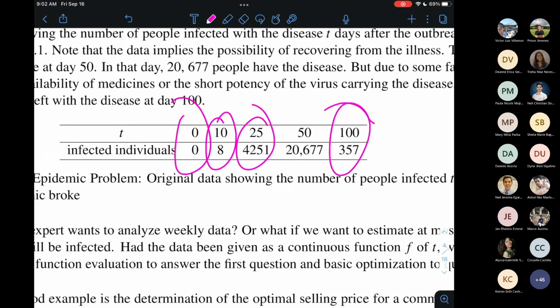Halimbawa, gusto niya ay weekly data, ano? So, how do we come up with a model? So, sana, may function P, kung saan magpa-plug in lang ako ng 7, 14, 21, and so on, para makuha ko yung given data. Para makuha ko yung number of infected. Kaya lang problema, wala nga tayong function.